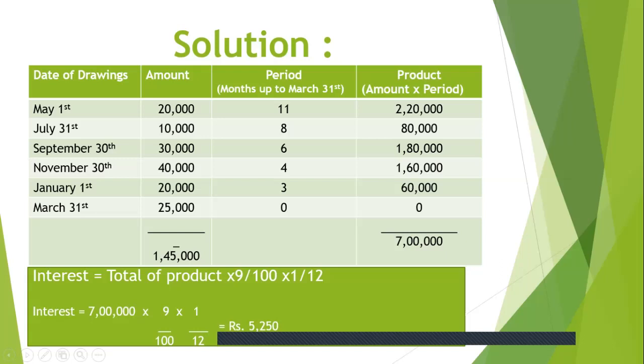So it is clear. Now what do we do? Amount into period, we will take the product. So 20,000 into 11 will be 2,20,000. 10,000 into 8 will be 80,000. 30,000 into 6 will be 1,80,000. 40,000 into 4 will be 1,60,000. 20,000 into 3 will be 60,000, and 25,000 into 0 will be 0. So you can see different sets of drawings have different products. On the 1st May the product is 2,20,000, and for 31st July the product is 80,000. So every single set of drawing has a different product.